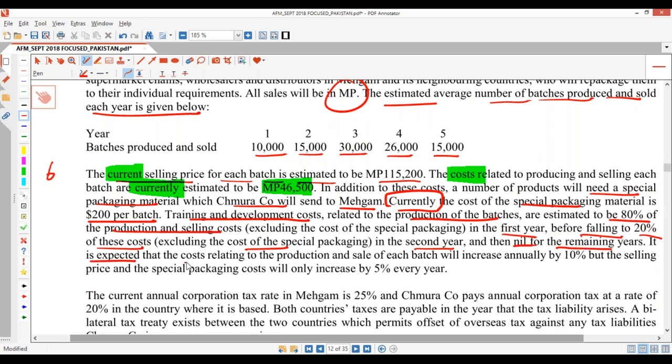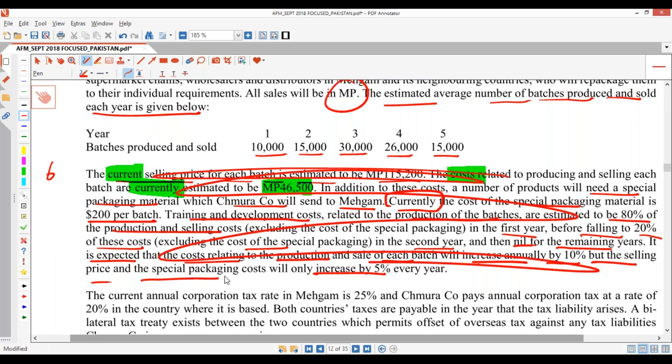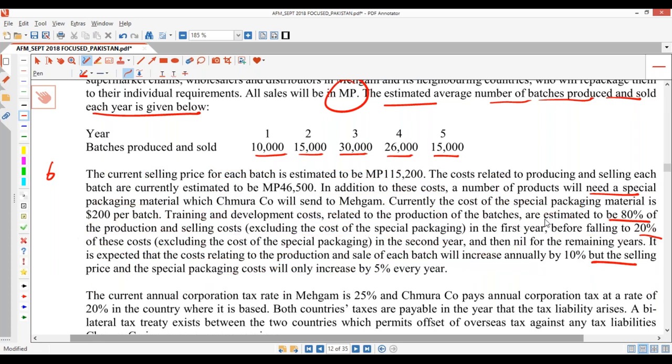It is expected that the cost relating to the production and sales of each batch will increase annually by 10%, but the selling price and special packaging will increase by 5%. All this is going to be for your cost forecasting and also your revenue forecasting. This is going to be a huge number. Each batch is 100 over 1,000, so maybe the figures might run to millions. So maybe you want to have rounding adjustments later on.